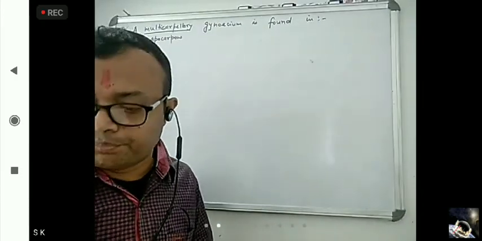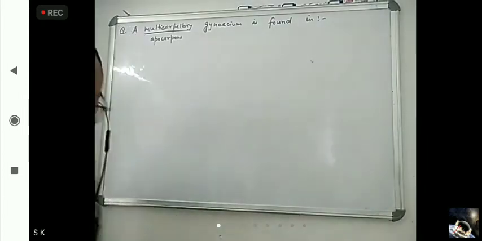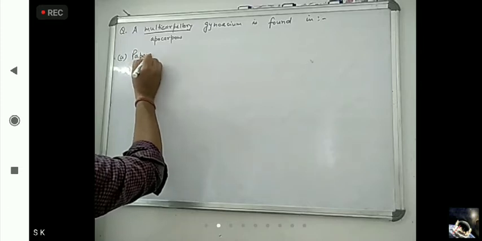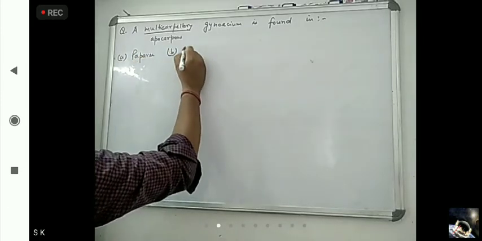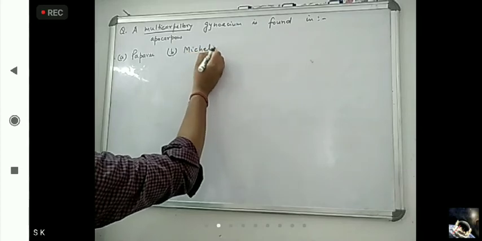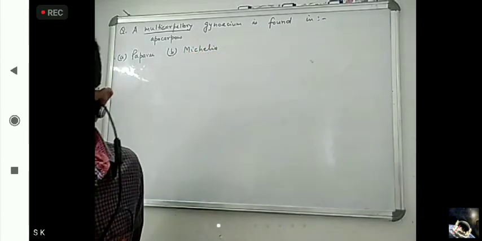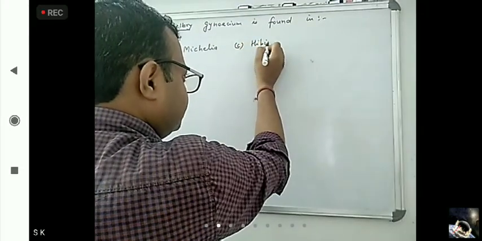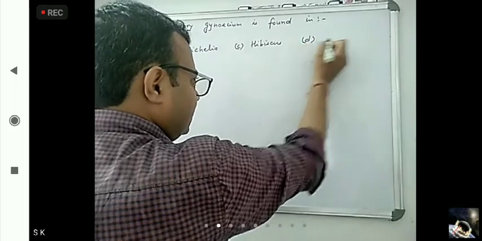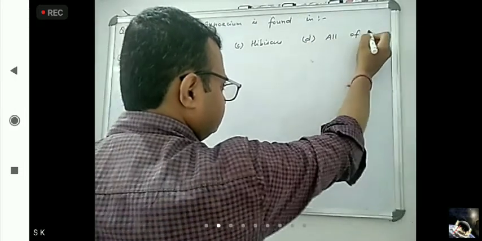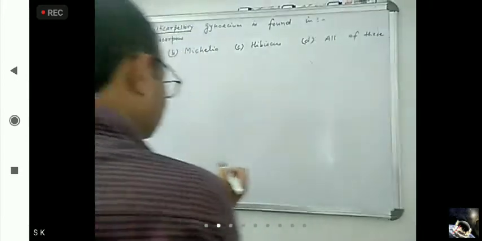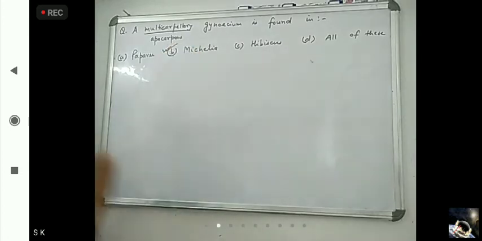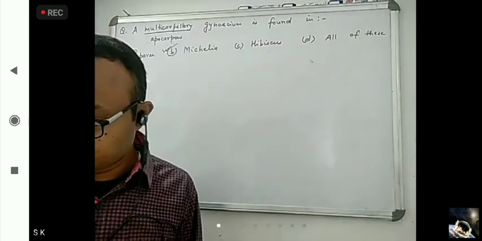This is the question of JIPMER, and the options were: number one, Papaver; number two, Michelia; number three, Hibiscus; and number four, all of these. I already discussed this one: multicarpellary apocarpous, that is Michelia. Next question.